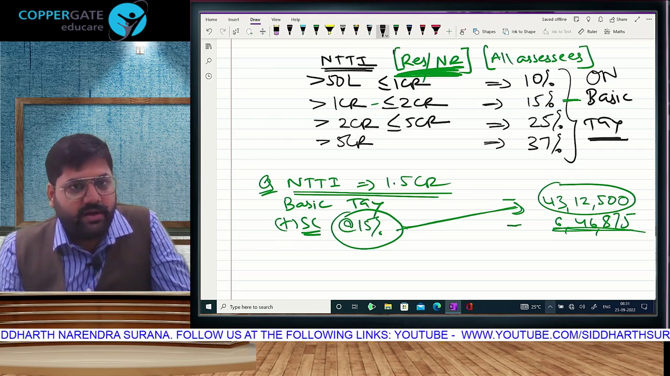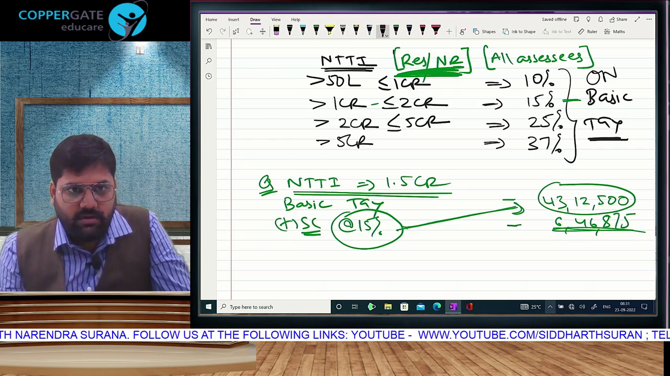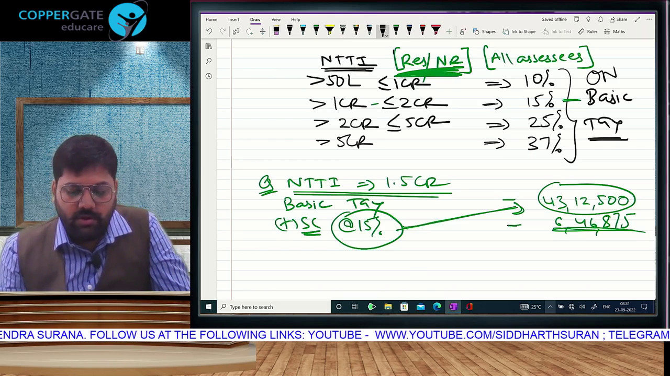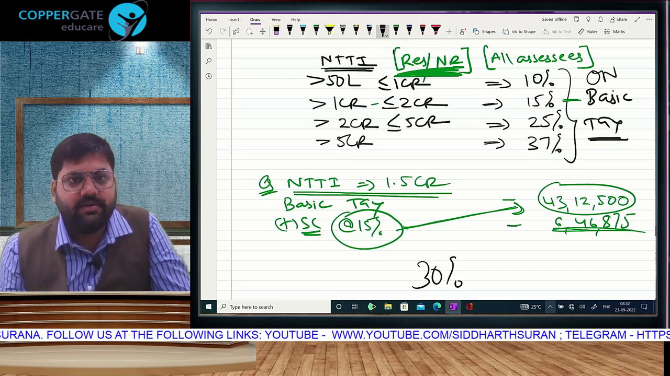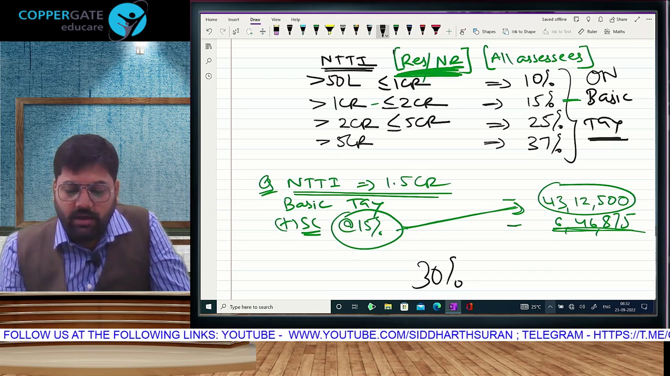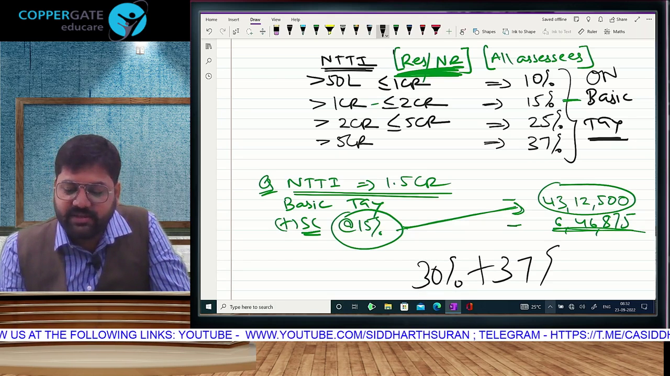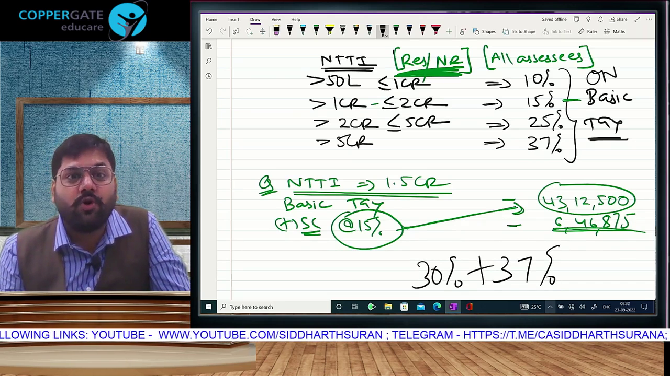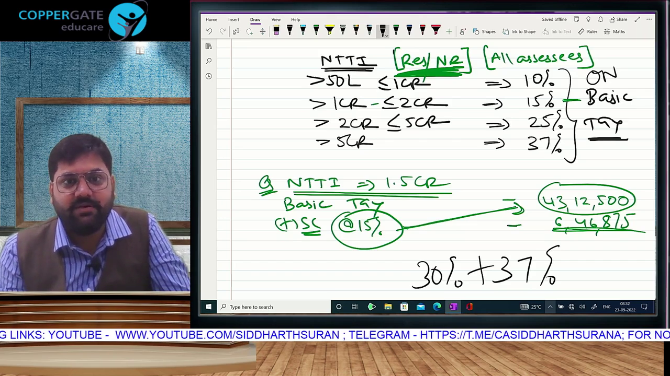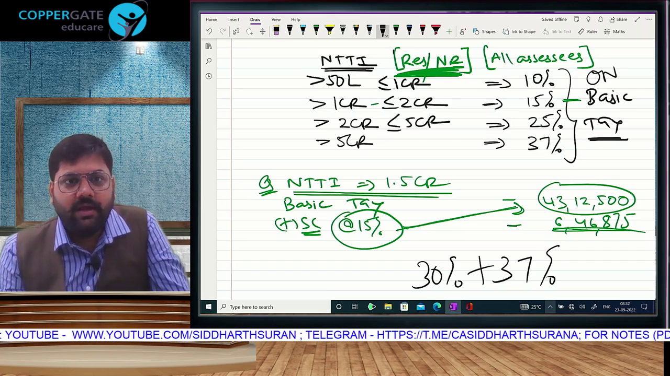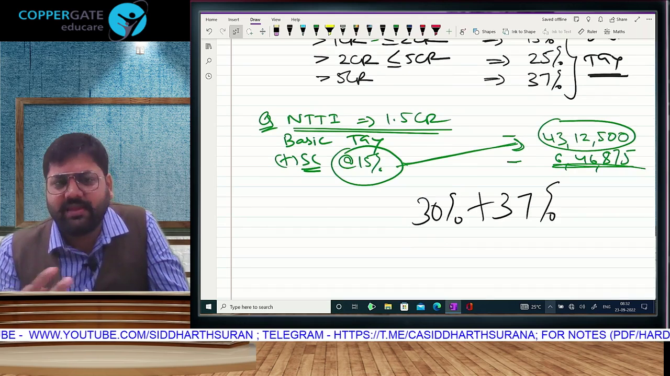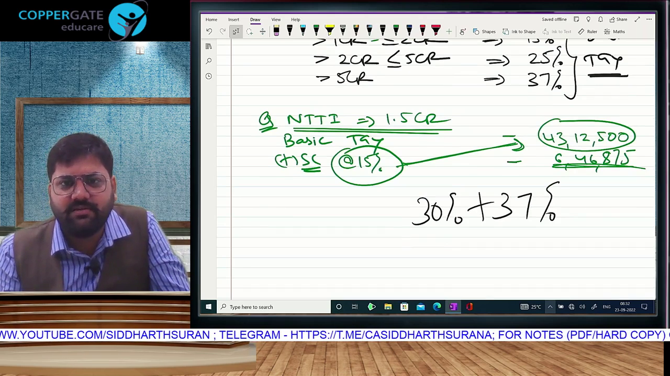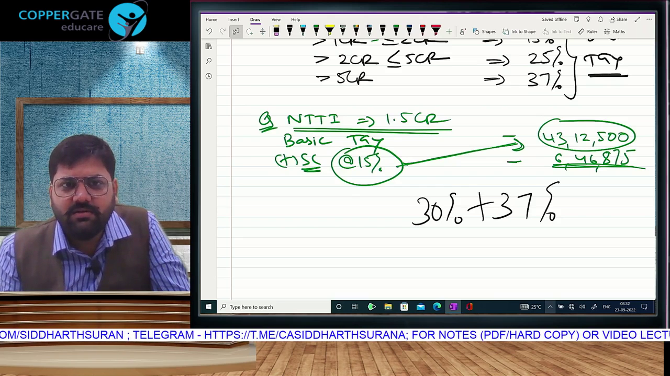Imagine kijiye, your income has crossed 5 crore rupees. Already you have basic tax of 30. Now you will have surcharge of 37%. 5 crore cross hua hai. I'm taking that as an example. 37% surcharge. How many people think that 30 plus 37 is 67%? 67 hua na? Nahin.